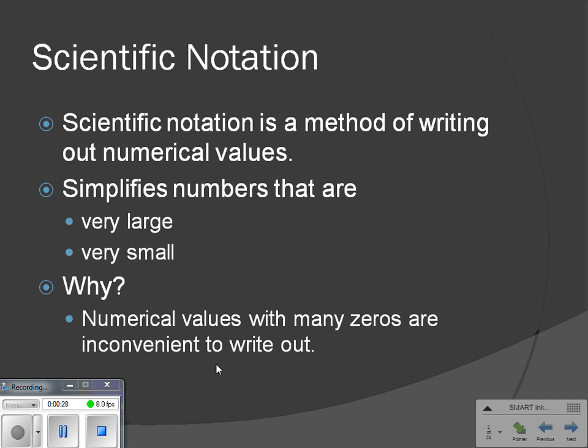Why? Because if we had to write out some numbers that had 11 zeros, that would take a very long time, and it would get to be very inconvenient to write it out all the time.